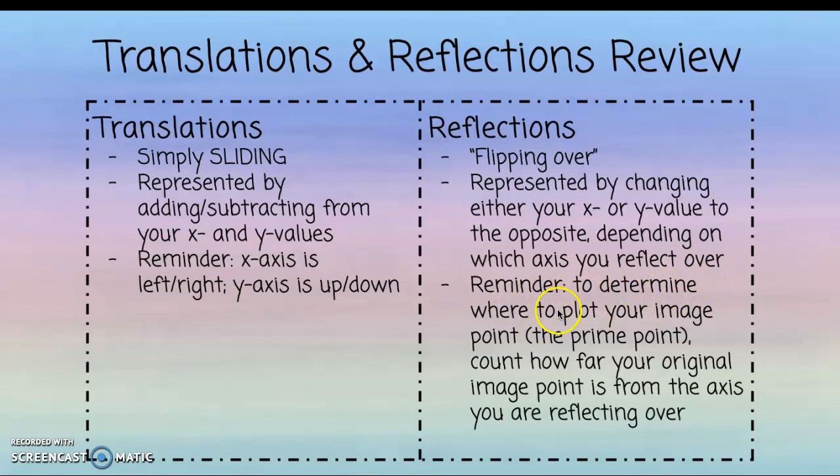As a reminder, to determine where to plot your image point, the prime point, which is like the second thing that you plot, count how far your original image point is from the axis you are reflecting over. So if your pre-image point A is 3 units away from the x-axis and you are reflecting over the x-axis, then your A prime needs to also be 3 units away from the x-axis. So that's fairly simple. These should have been pretty easy, and if you're having trouble with them, please let us know.